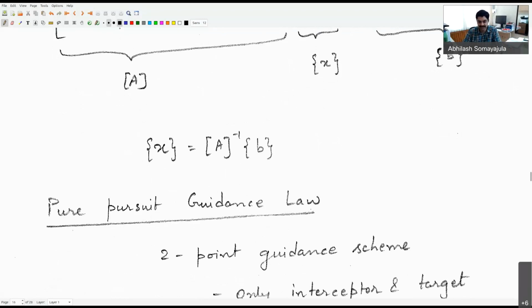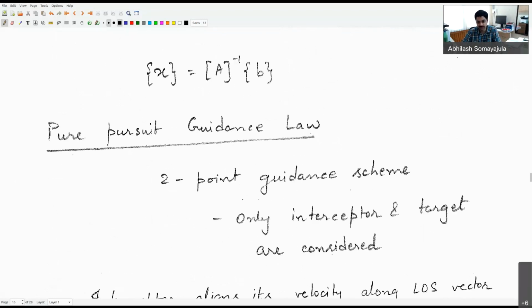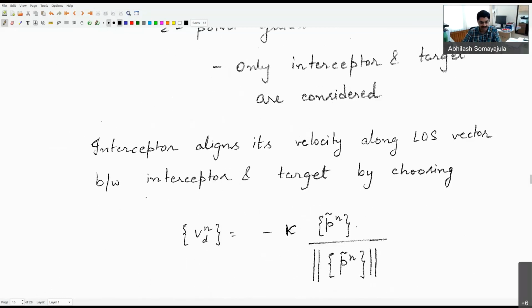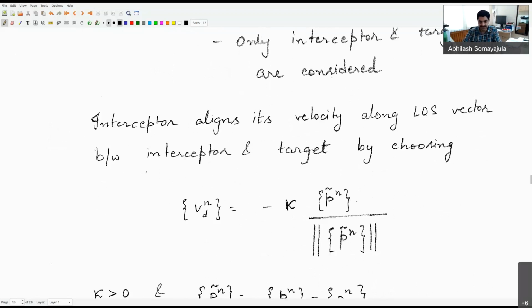This one, unlike the LOS scheme, is a 2-point guidance scheme, which means unlike the 3 points needed for the LOS scheme to work, here we are only interested in 2 points. We only need to know the interceptor's position as well as the target's position. There is no reference point in this guidance scheme. The idea here is that the interceptor tries to align its velocity along the line of sight vector between the interceptor and the target. So it's like a pure chase, right? I'm just looking at the target and pointing my velocity vector straight at the target, not caring whether I should point my velocity vector a little inward on the path. We are not doing that. We are pointing straight at the target.